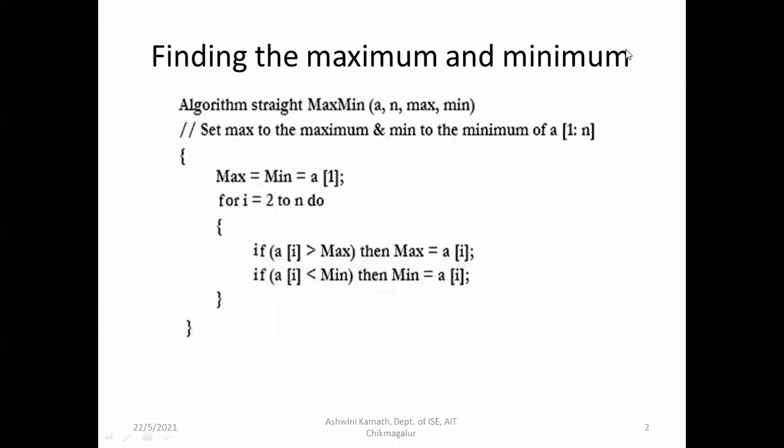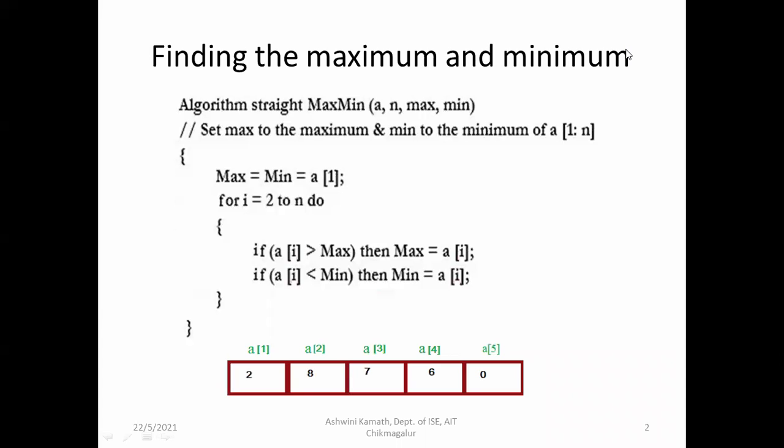So we'll discuss this with an example. Consider this array. In this array, we have 5 elements, that is a of 1 to a of 5, and we have the elements 2, 8, 7, 6, and 0. From this, we have to find the minimum and the maximum. Initially, it will assign max is equal to a of 1 and min is equal to a of 1. What is a of 1? A of 1 is 2. I have assigned the element directly, so max is equal to 2, min is equal to 2.